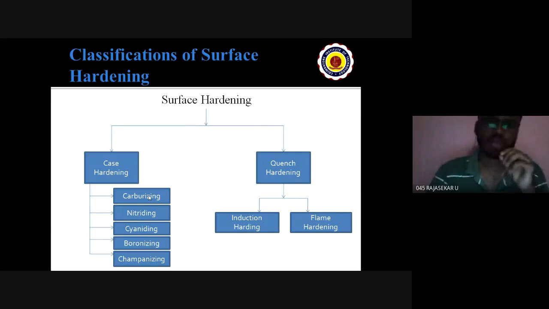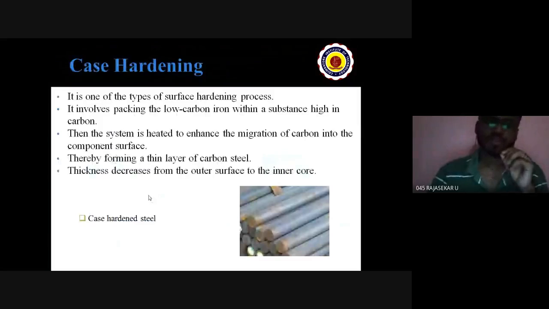First of all, case hardening. It is one of the types of surface hardening process, and it involves packing the low carbon iron within a substance high in carbon, thereby increasing the hardness of the outer surface. Then the system is heated to enhance the migration of the carbon into the component surface. This is how the process is to be done. Thereby the hard layer will be formed, as we all know that the hardness decreases from the outer surface to the inner core.